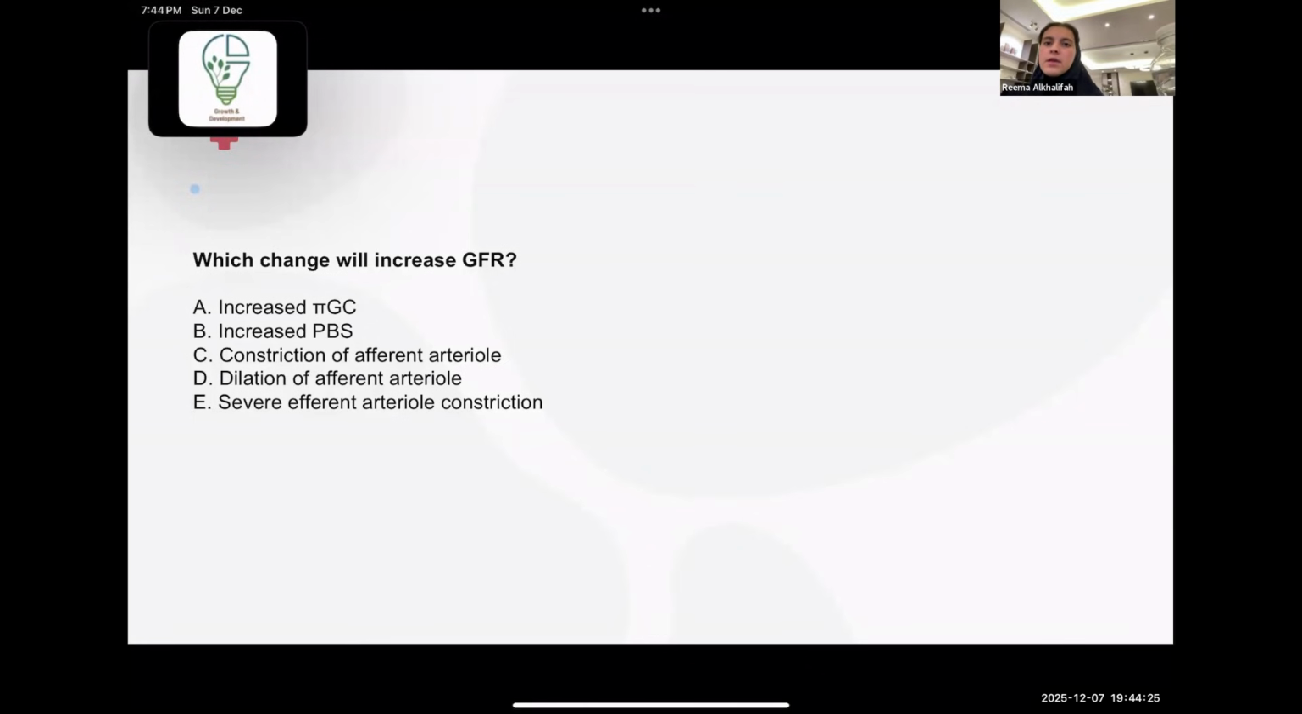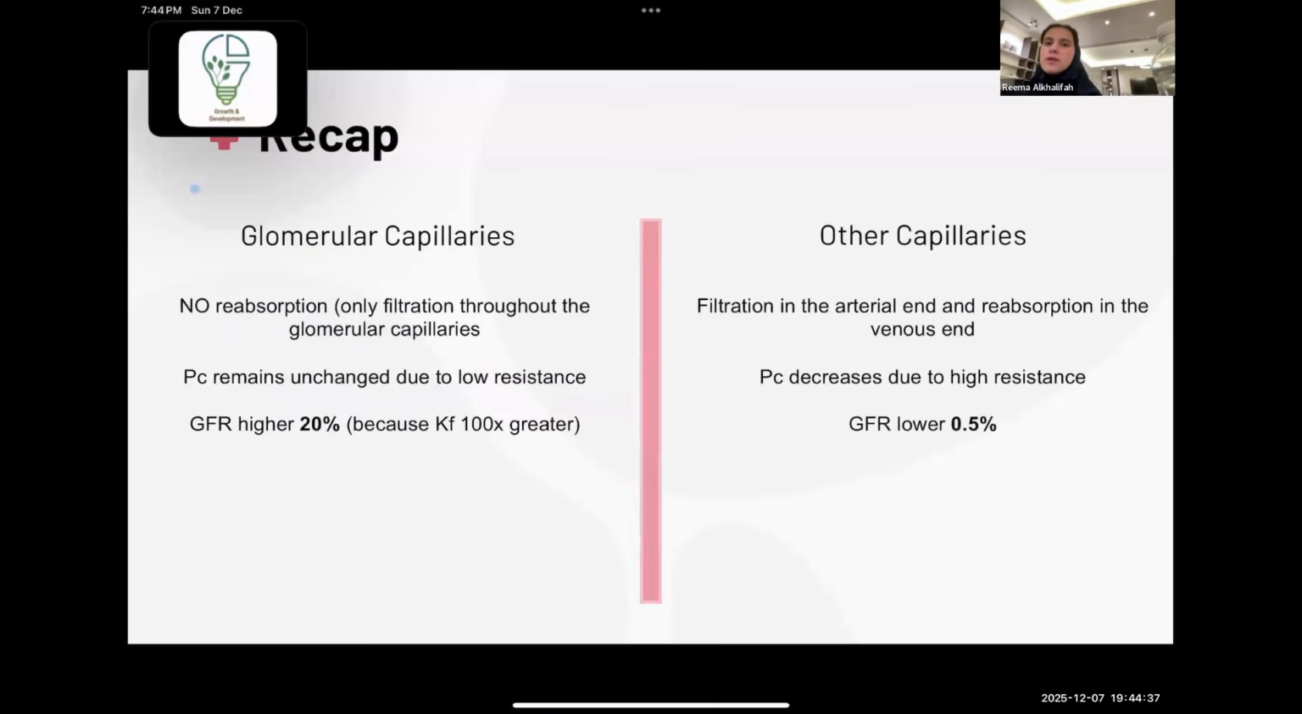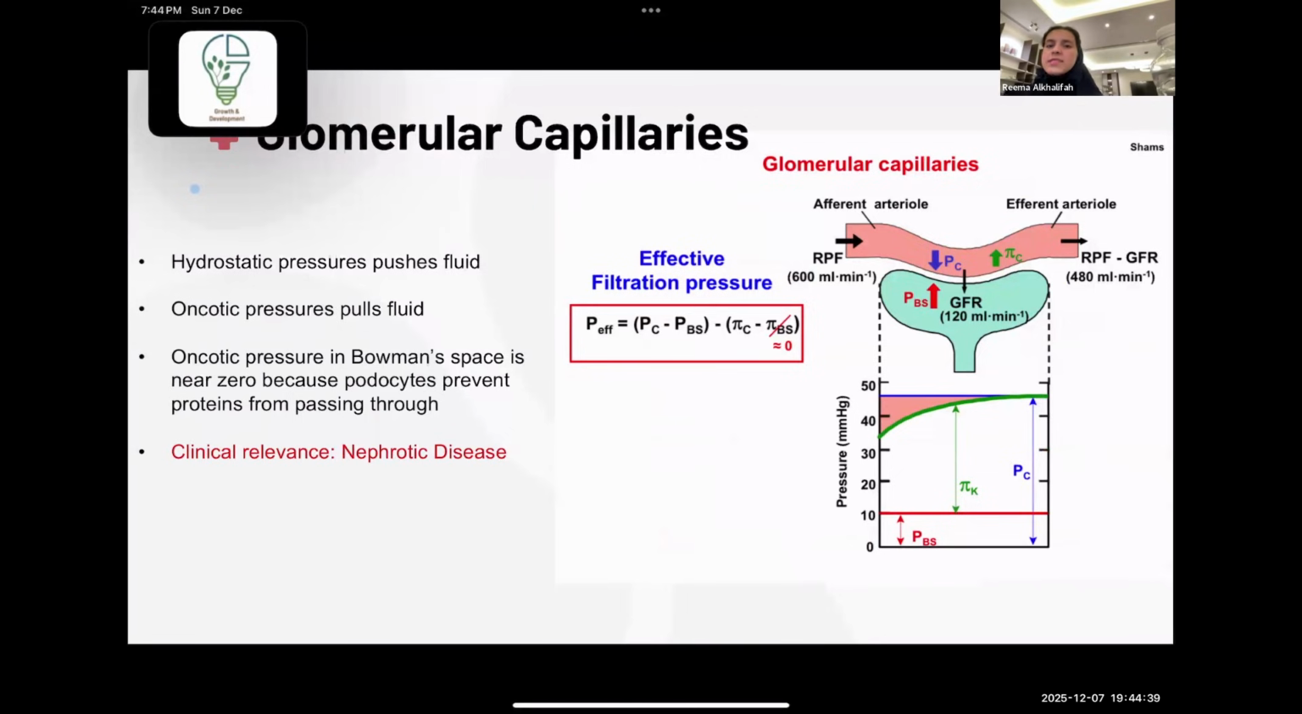Let's start with B. Increased hydrostatic pressure of the Bowman space. This is going to decrease GFR. Why? Let me go back a few slides. Here, over here, hold on. Yeah. We said that hydrostatic pressures push fluid. So the hydrostatic pressure of Bowman space will push fluid into the capillary, while the hydrostatic pressure of the capillary pushes fluid into the Bowman space. It's an opposite relation, unlike the oncotic pressures where they pull fluid into their location.